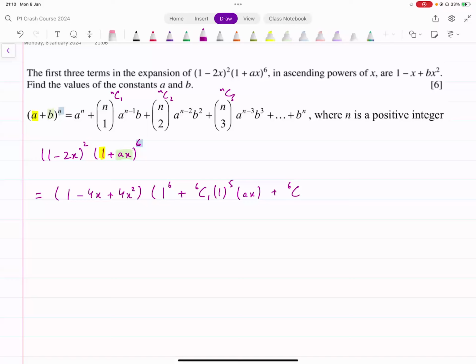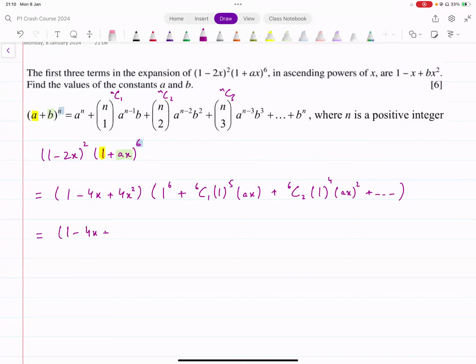That becomes 6C2 into 1 raised to the power 4 into (ax) whole squared. We have the square term already. That's it. We don't need to expand it any further. We'll just ignore the rest of the terms. And that's it. And now let's simplify everything.